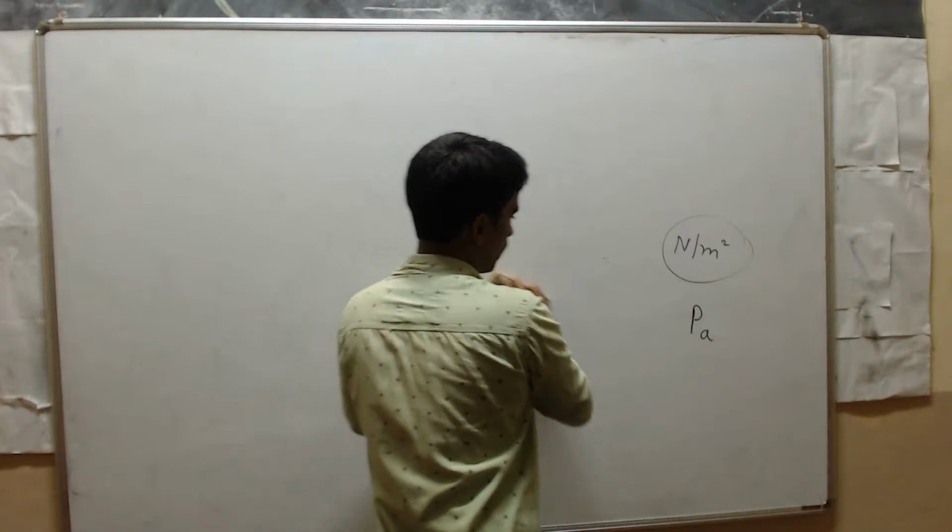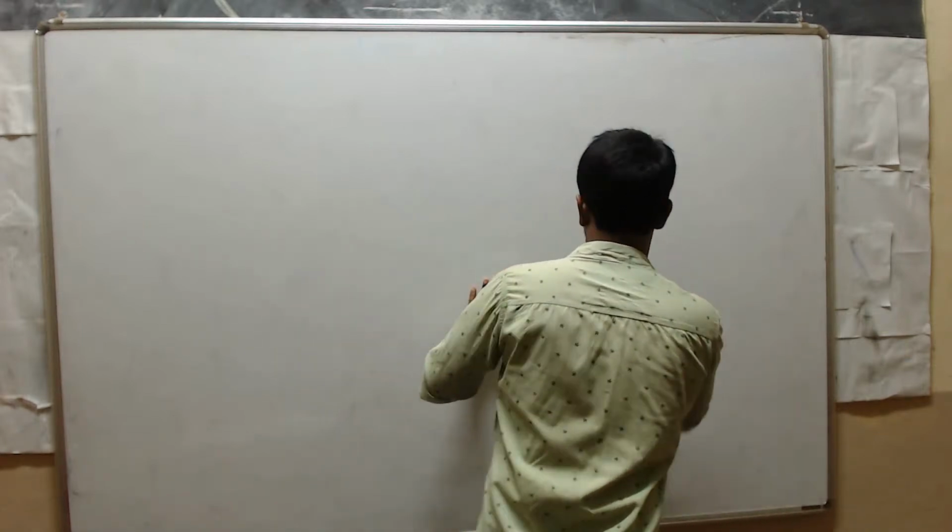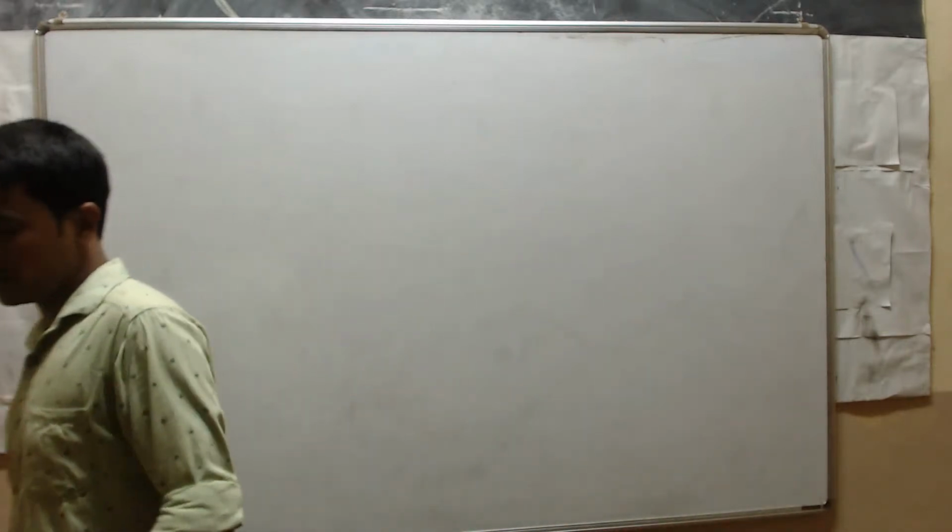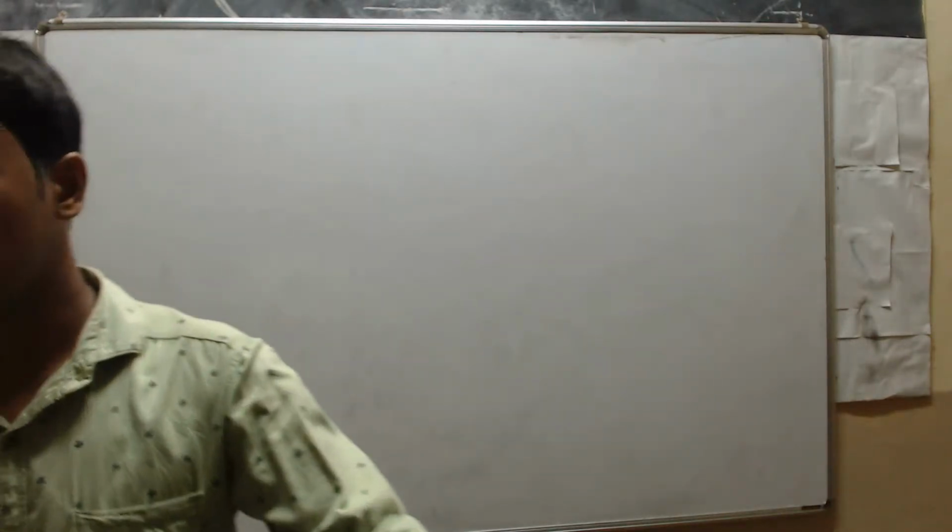So thrust means it is a perpendicular force. If the applied force is perpendicular to the surface of an object, then we can say that force has thrust. Now we can discuss one problem.